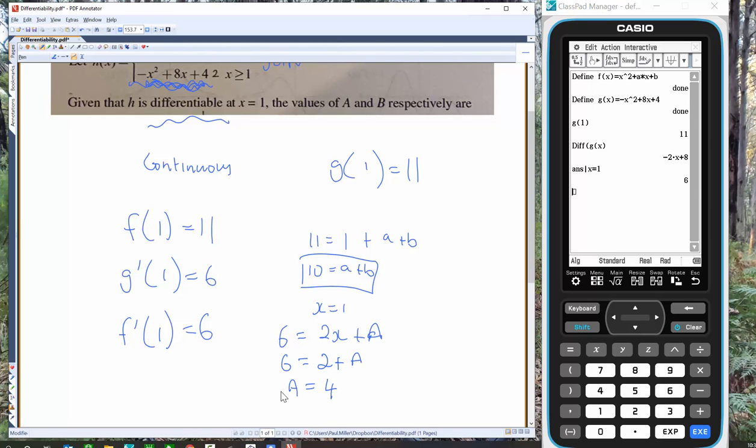Okay, so from that point, now that we know a is equal to 4, we're going to slam it into that. So 10 equals 4 plus b. Take 4 and take 4, b is equal to 6. So a is equal to 4, b is equal to 6.